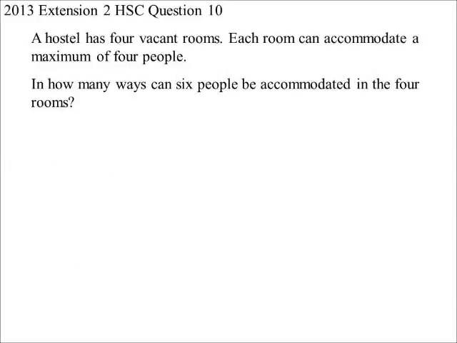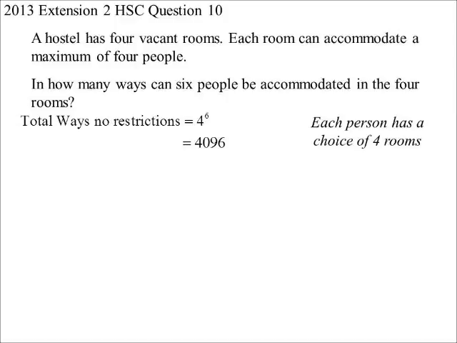Let's have a look at a 2013 one. A hostel's got 4 vacant rooms. Each room can accommodate a maximum of 4 people. How many ways can 6 people be accommodated in the 4 rooms? I'm just going to work out how many ways if there was no restriction. If there was no restriction, then it becomes a basic counting idea. So it's 4 to the power of 6, because basically each person has got a choice of 4 rooms. So we'd end up with 4 times 4 times 4 and so on.